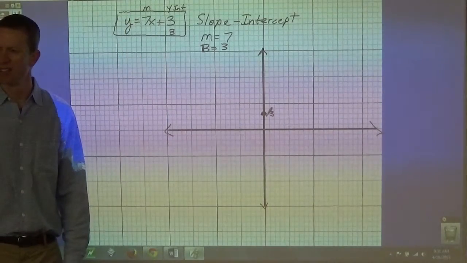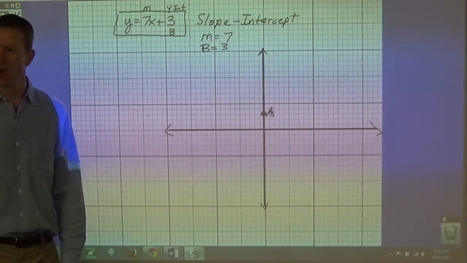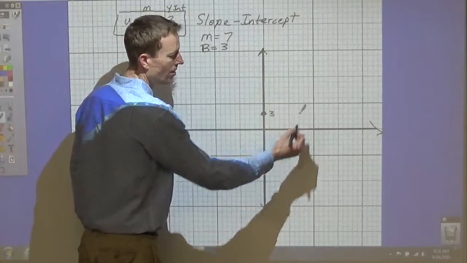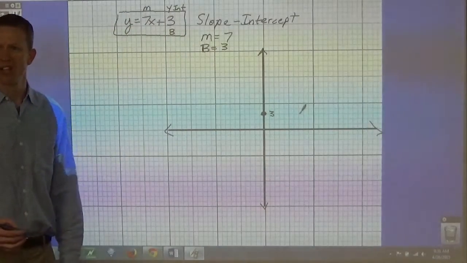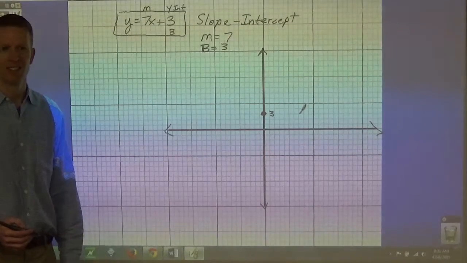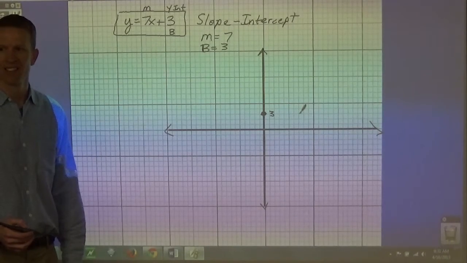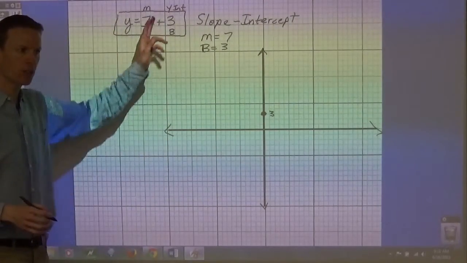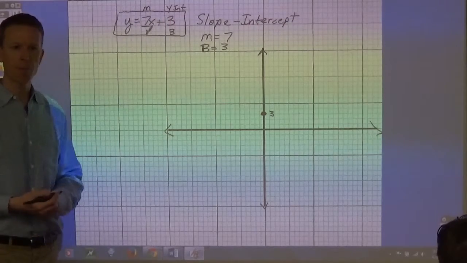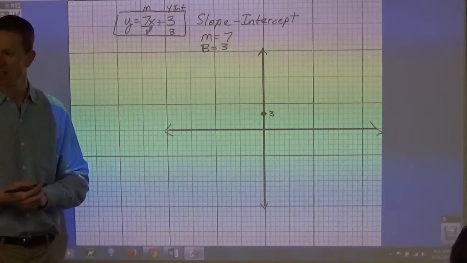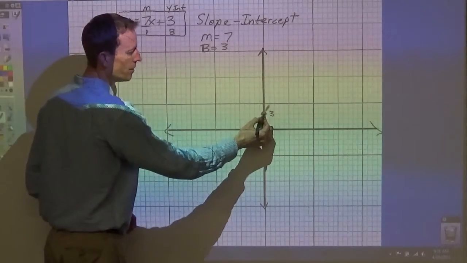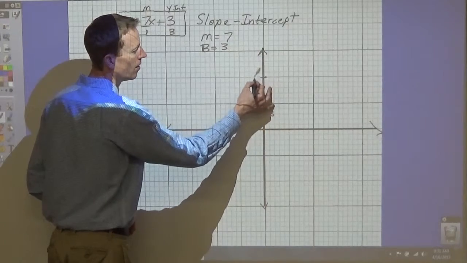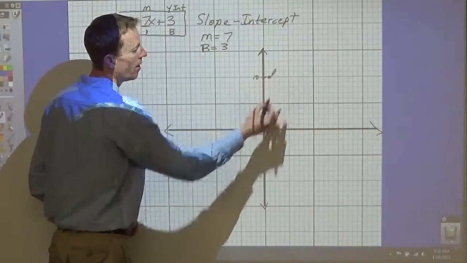Then what? Over 7? So just over 7? No. What is the slope? Lydia? 7 over 1, isn't it? 7 over 1. It's a whole number 7. So would we go up 7 or down 7? Up 7. It's a positive 7. 1, 2, 3, 4, 5, 6, 7. So that's at 10 over 1 to the right.